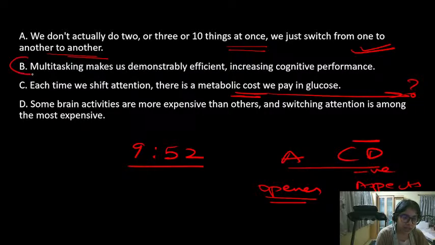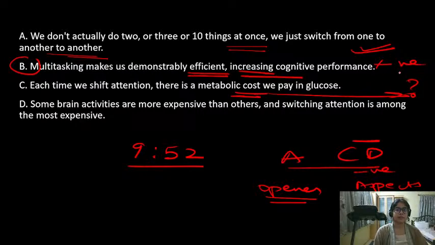As you can clearly see, it is sentence B that is the odd one out, because it's the only sentence that's actually talking something positive about multitasking. None of them are talking about positive, they are all focusing on negative. सिर्फ यही positive पे है. Hence, this is the odd one out.